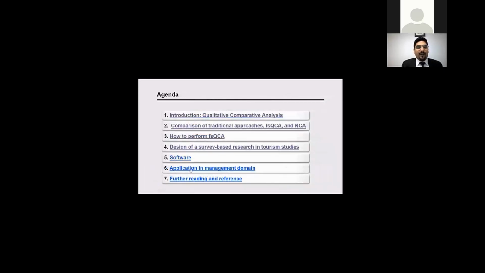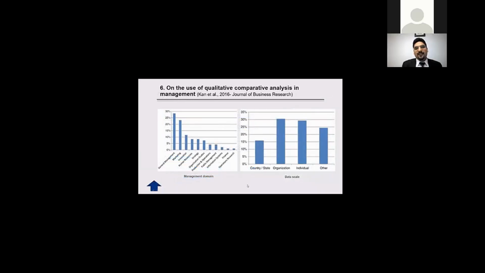But the important part of this lecture is which domains of management use this approach. I extracted these facts and statistics from an article from 2016 published in the Journal of Business Research that shows the frequency of publications in subdisciplines of management, like finance, operations, strategy, marketing, innovation, human resources. As you can see, we don't have a category for tourism. It means that this method is quite new in tourism.